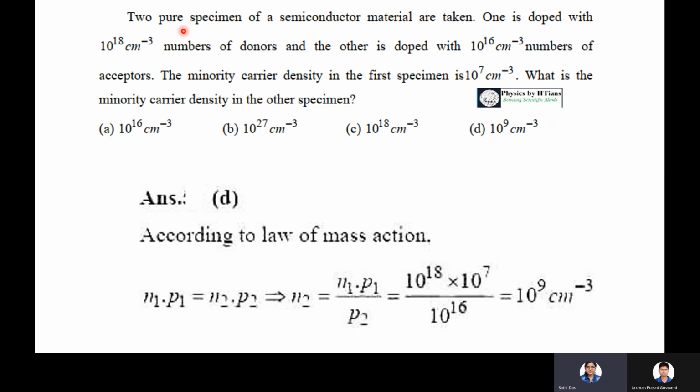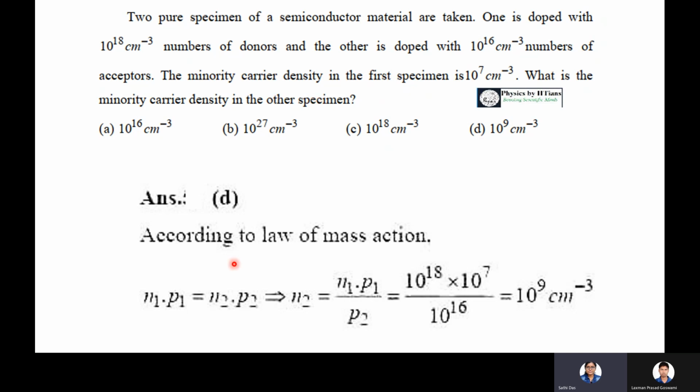Next question: two pure specimens of a semiconductor material are taken. One is doped with 10 to the power 18 per centimeter cube donors and the other is doped with 10 to the power 16 per centimeter cube acceptors. The minority carrier density in the first specimen is 10 to the power 7 per centimeter cube. What is the minority carrier density in the other specimen? So there are two types of carrier. One is the majority carrier, which mostly contributes to the current, and the other kind of charge carrier is the minority carrier. So here it is asked what the minority carrier density in the other specimen is.